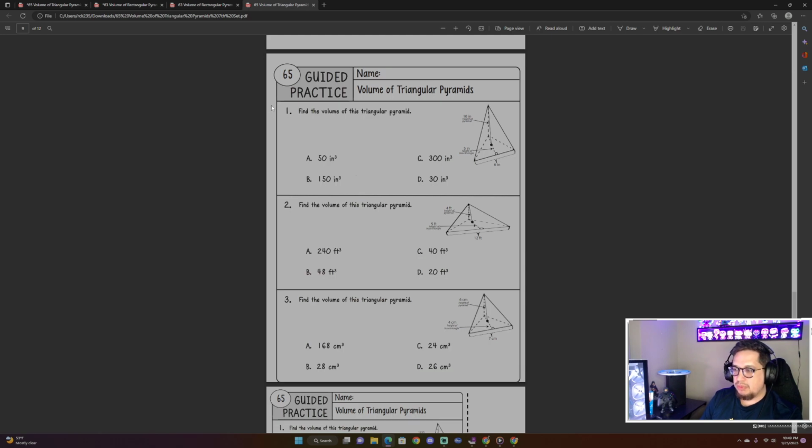Tomorrow, what we'll be working on is another Edulastic lesson on volume of prisms and volume of pyramids. So it's kind of like taking what you learned these last 2 days and putting it into use.